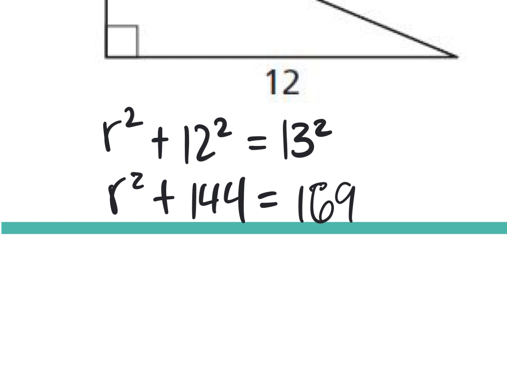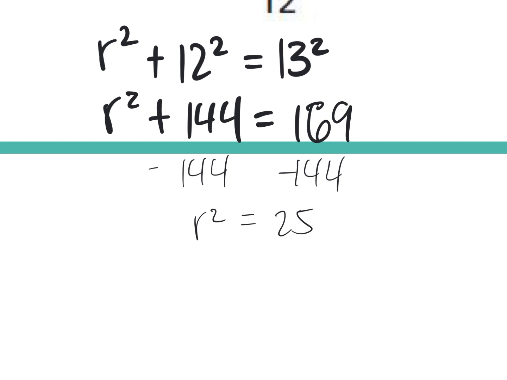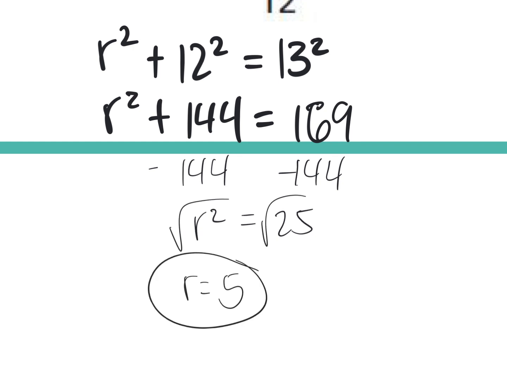Then what do I do? Subtract the 144. Very good, John. What do I get? You get 25. 25 equals r squared. Then what do I do? Square root of both sides, and we get r equals 5. Hey-yo. How many of us got that 5? Raise your hands.